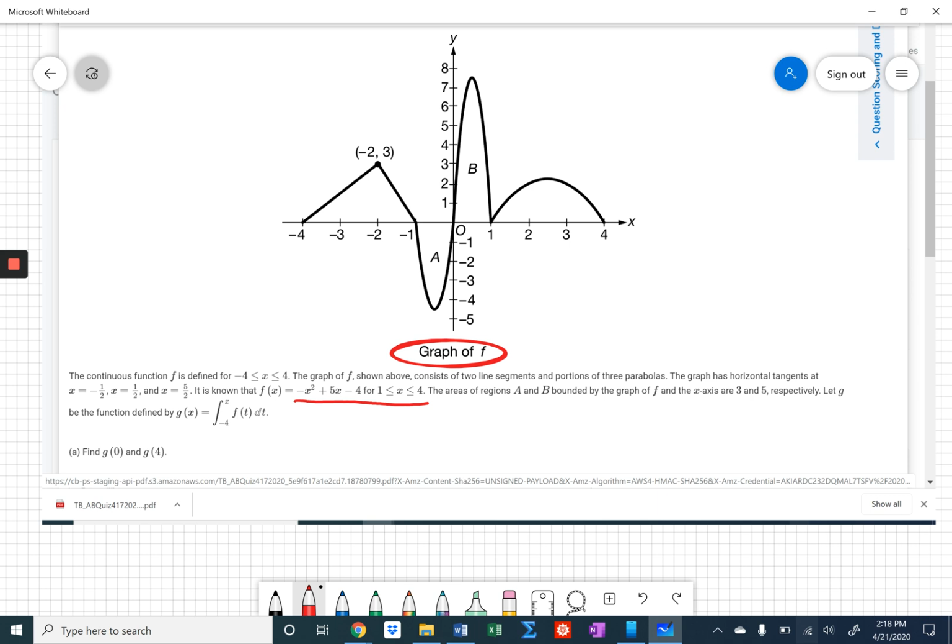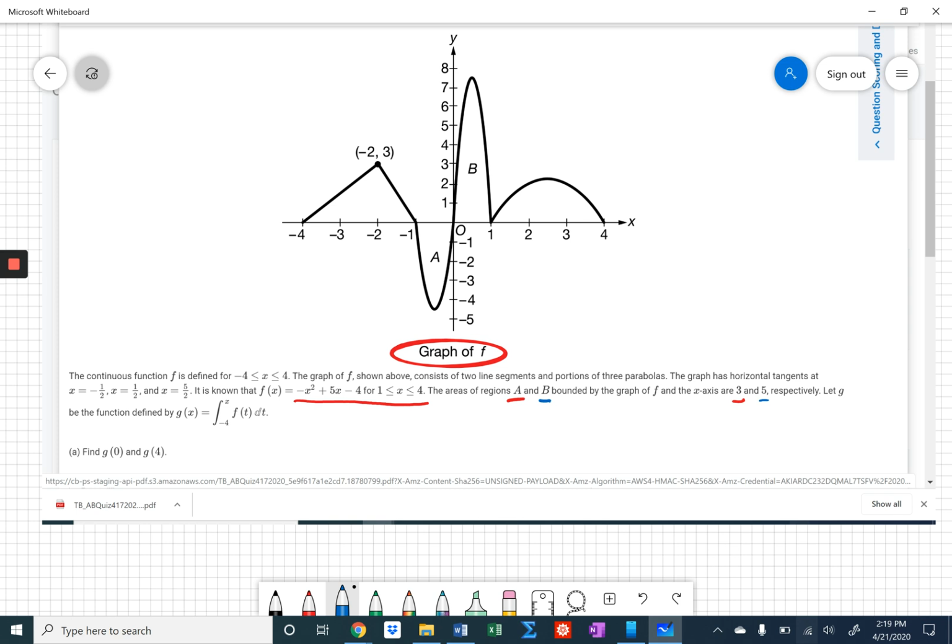The areas of region A and B bounded by the graph of f and the x-axis are 3 and 5 respectively. So that just means the order is clear. So A came first, and the 3 comes first. So that's going to be area A is 3. But you have to remember that's below the axis there, so it's going to end up being -3. And then B is going to be 5, and that's above. So that's going to be a +5.